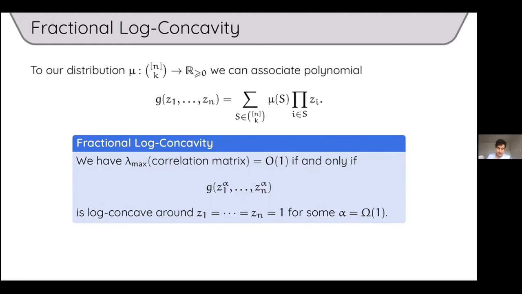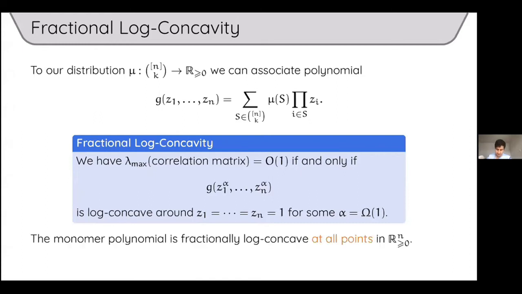And you actually need to show this just around the point z equals 1. But for the monomer-dimer system, we can show that this holds for all z in the positive orthant, not just z equals 1. One point about being log-concave at all points in the positive orthant is that you get conditionings automatically. If you remember, I mentioned that you have to show that the correlation matrix is bounded not just for the distribution, but also its conditionings. And conditionings, you can get them from these weights.